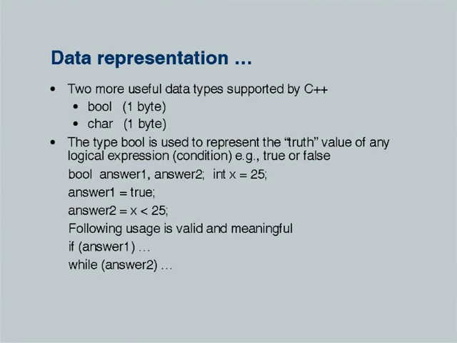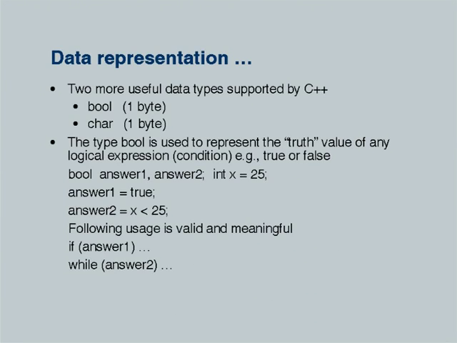So if I define bool answer1, answer2. And then I have, let's say, int x equal to 25, some arbitrary initialization. Suppose I say answer1 equal to true. Please note that answer1 or answer2, once it is defined as type bool, can have only one of the two values, true or false. The plain words, T-R-U-E, F-A-L-S-E, are not arbitrary words of your choice. These are reserved keywords of C++. So they mean true or false in the comparison sense. So true is the value assigned for this.